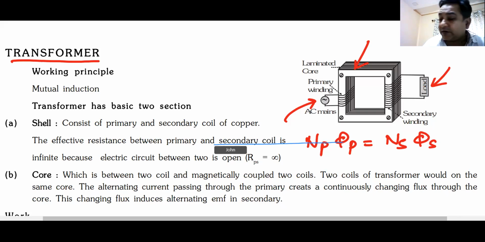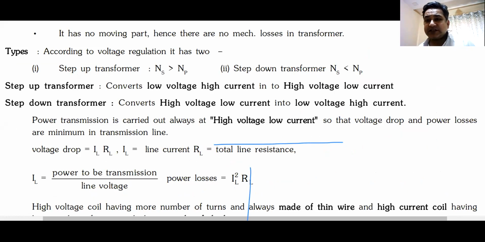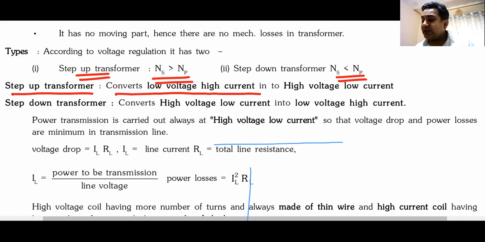So there are two types of transformers, step up and step down. The number of turns in the secondary is more than the number of turns in the primary. It is a step up transformer. It steps up the voltage, else it steps down the voltage. When the voltage is stepped up, it converts low voltage but high current into high voltage, low current. You must be knowing this.